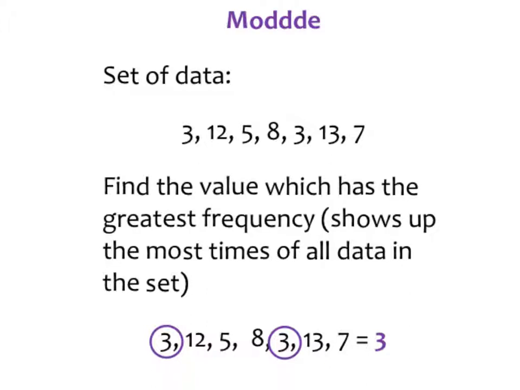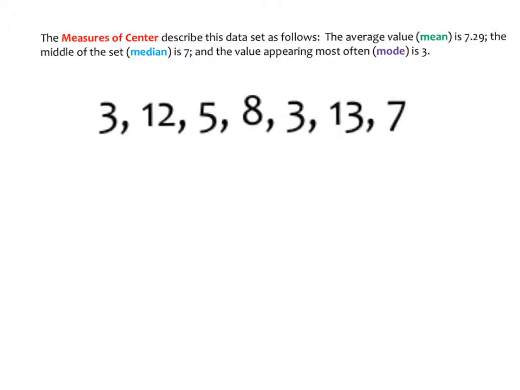And when I look at my set of data, I can see the number 3 has shown up twice. And it's the only number that has shown up twice. So therefore, the number 3 is the mode, the number that showed up the most often.